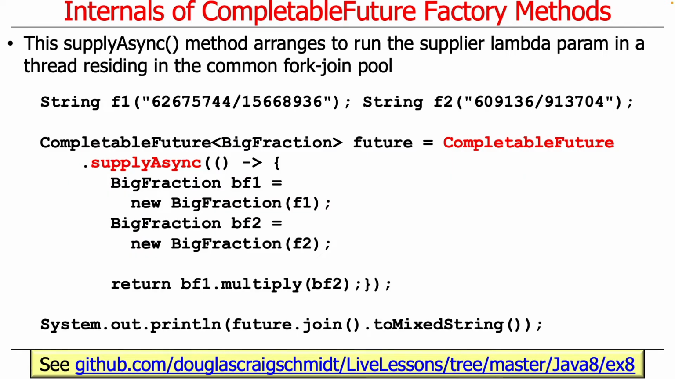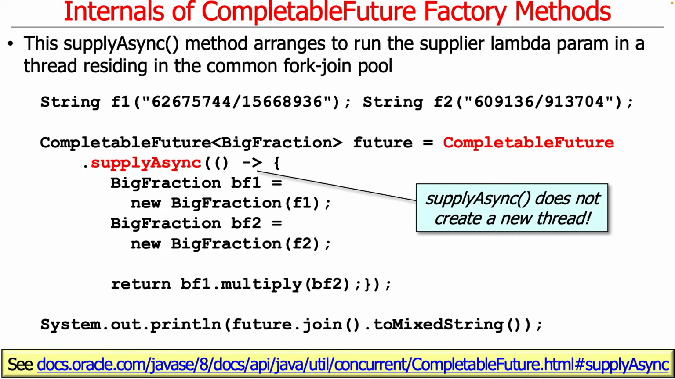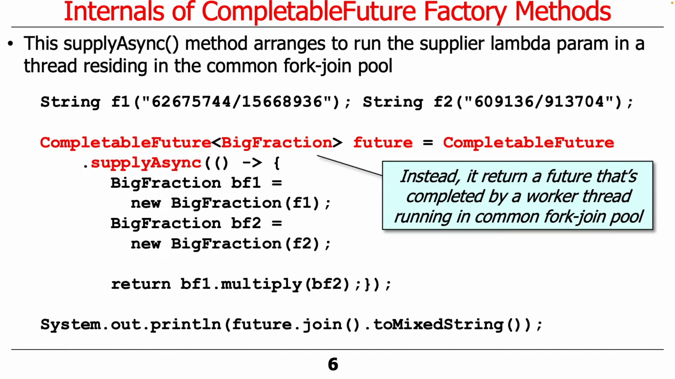So here's the example. This is just the example we saw before in my EX8 project, in my Java 8 folder, in my live lessons repository, where we're going to call supplyAsync and give it a supplier lambda to do the thing in the background. Now, a couple things to note. Calling supplyAsync does not create a new thread, or at least it's unlikely to create a new thread. Instead, it schedules this computation to run in the background and returns a completable future that will be processed by a worker thread that will run this supplier lambda in the background.